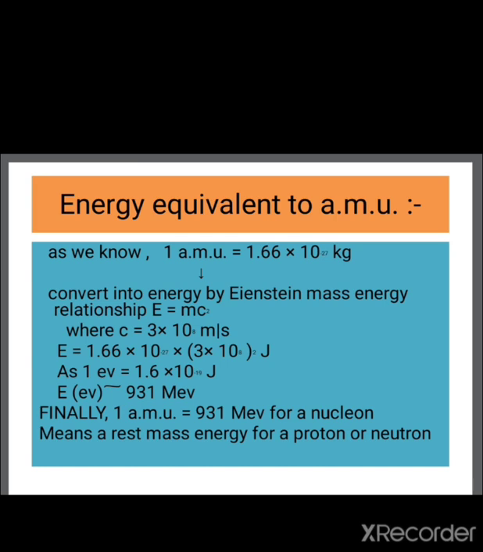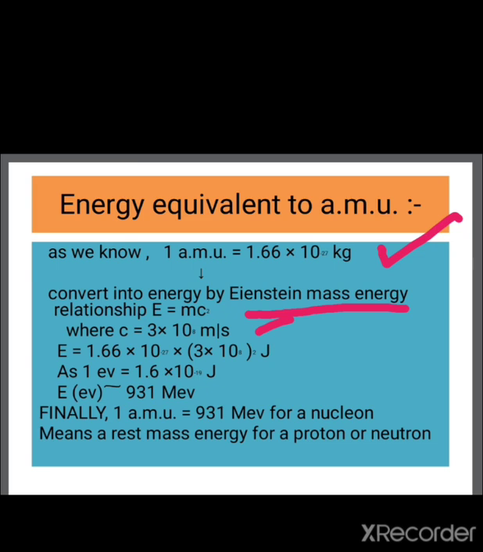Now, if we have to talk about energy equivalent to AMU, meaning atomic mass unit. In the previous slides, I told you that 1 AMU is equal to 1.66 × 10^-27 kg. If we have to convert this 1 AMU into energy, we will use Einstein's mass-energy relationship. We know that E = mc², where c is the speed of light, and we know that c = 3 × 10^8 meter per second.